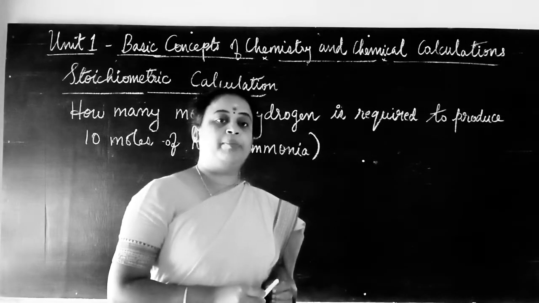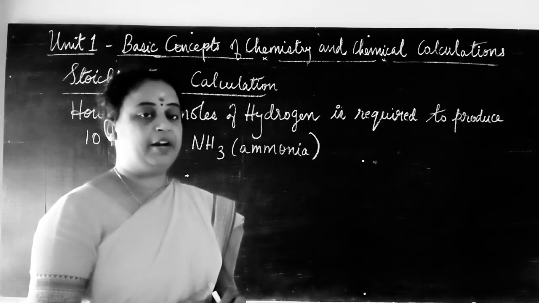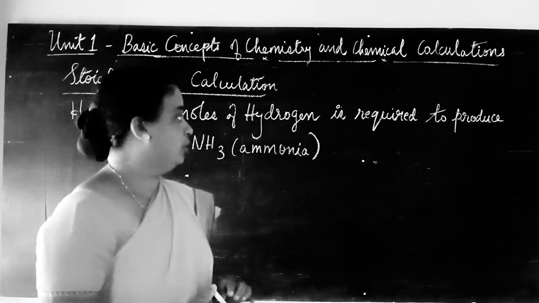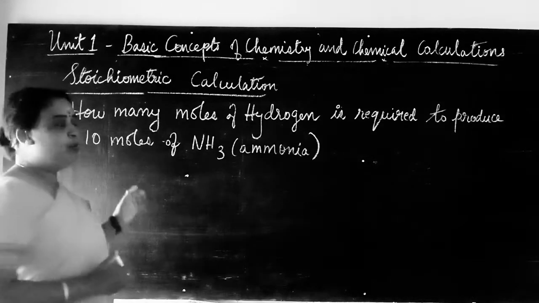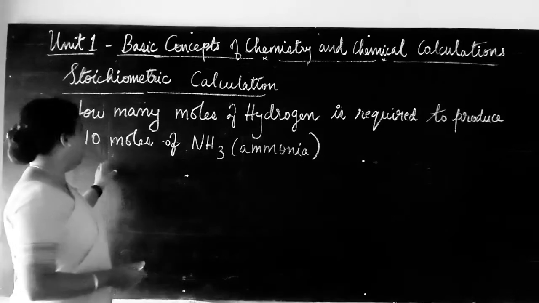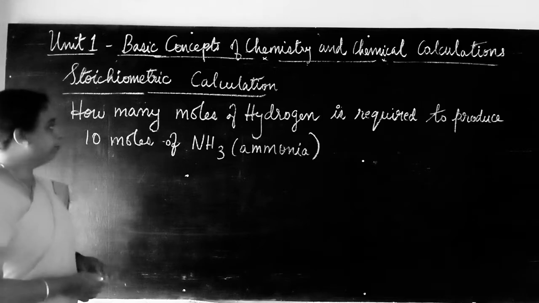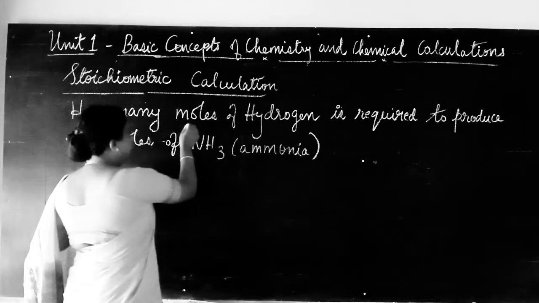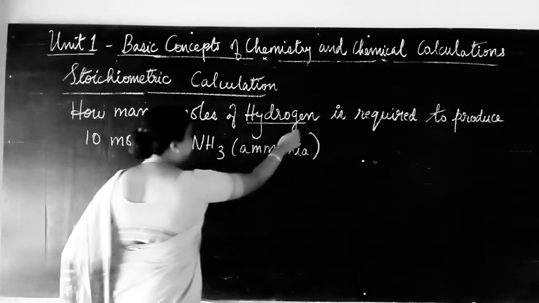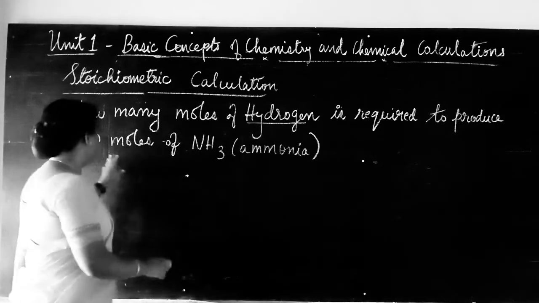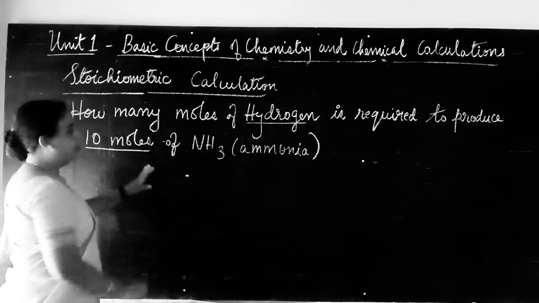Let us solve a numerical problem based on stoichiometry calculation. So the question is like this: how many moles of hydrogen is required to produce 10 moles of ammonia?